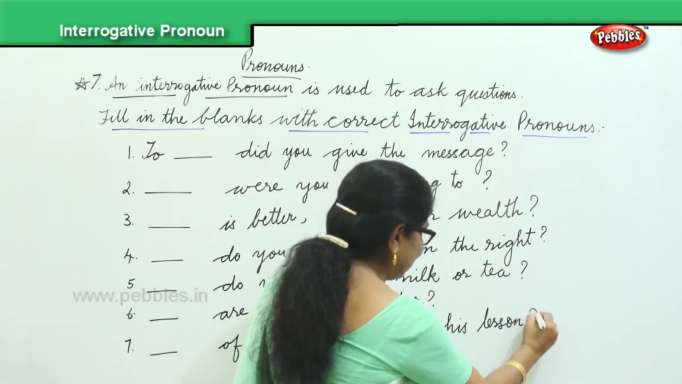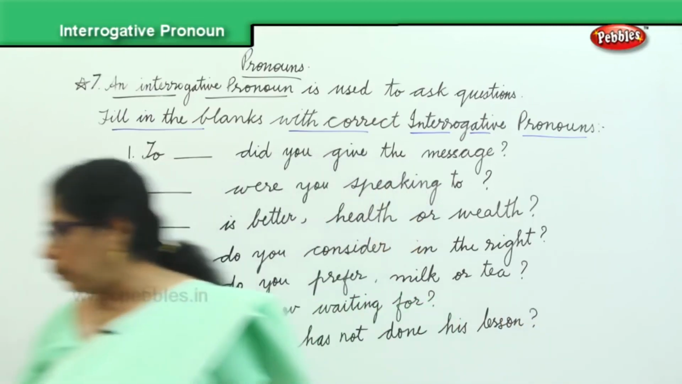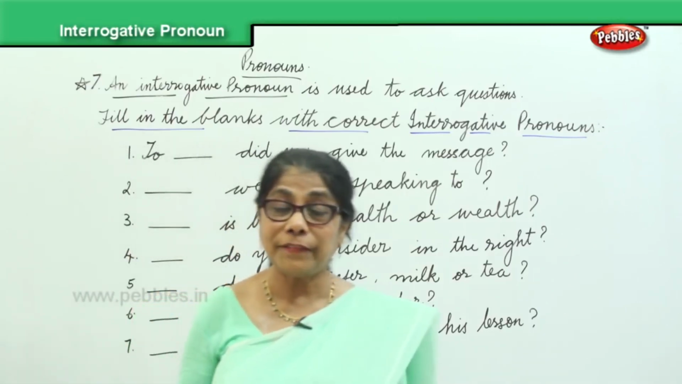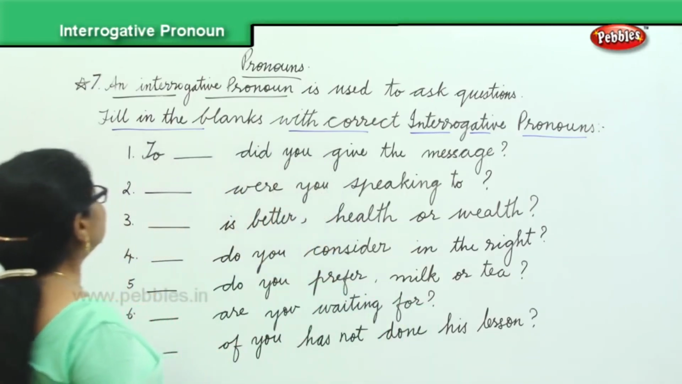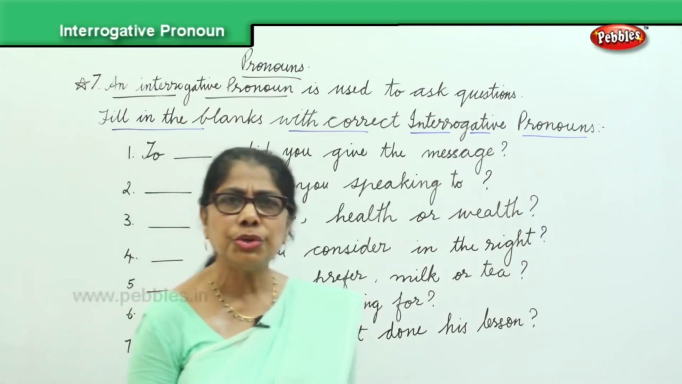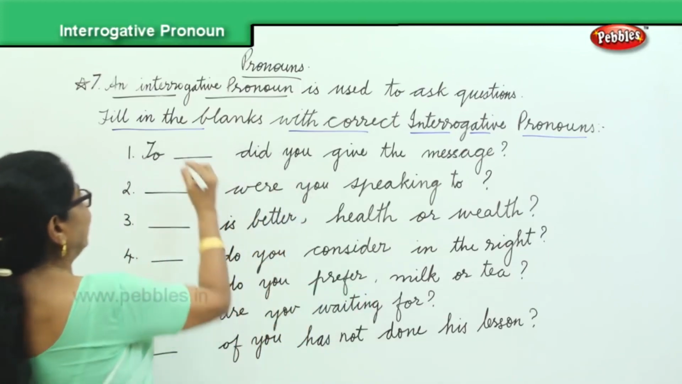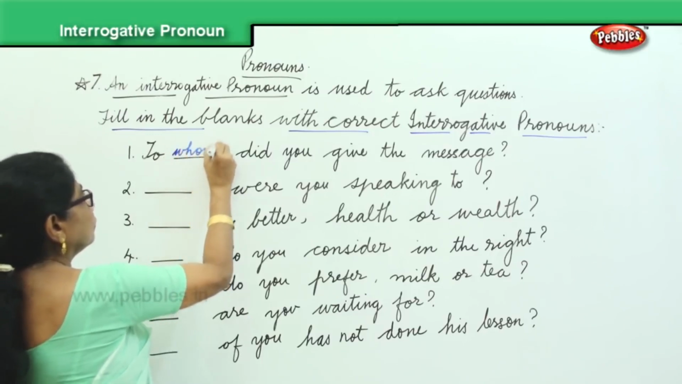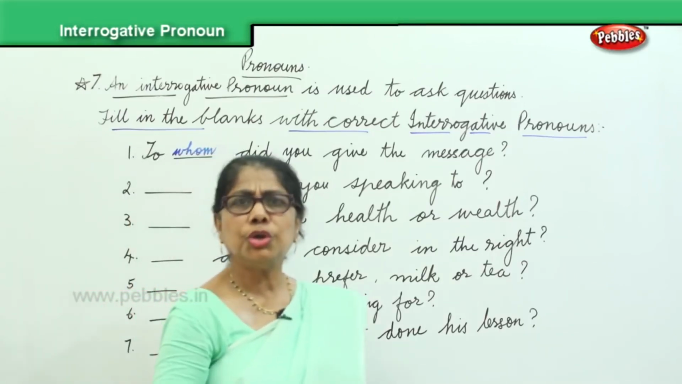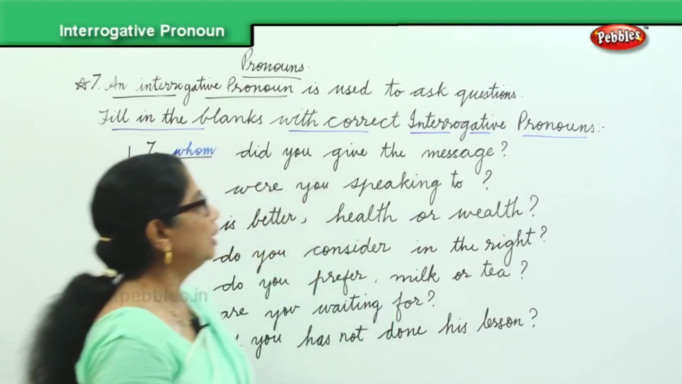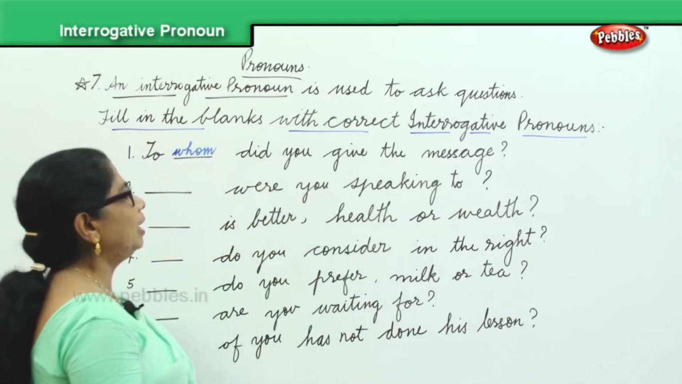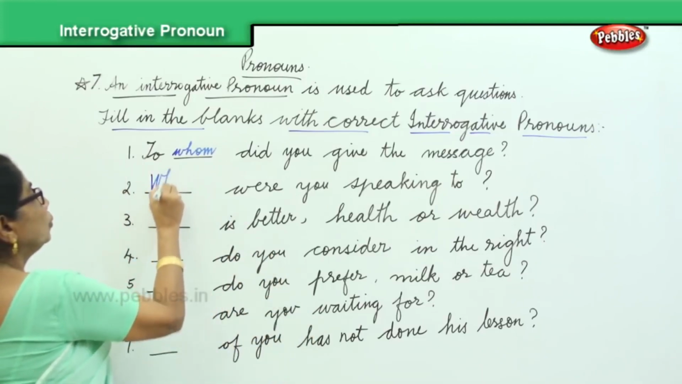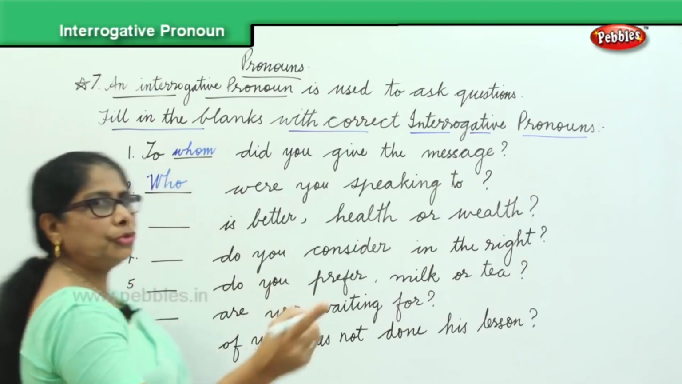So I have got 7 sentences for you to fill in with correct interrogative pronoun. The first one we have here is, to dash did you give the message? To whom did you give the message? To whom did you give the book? Were you speaking to? Who were you speaking to?